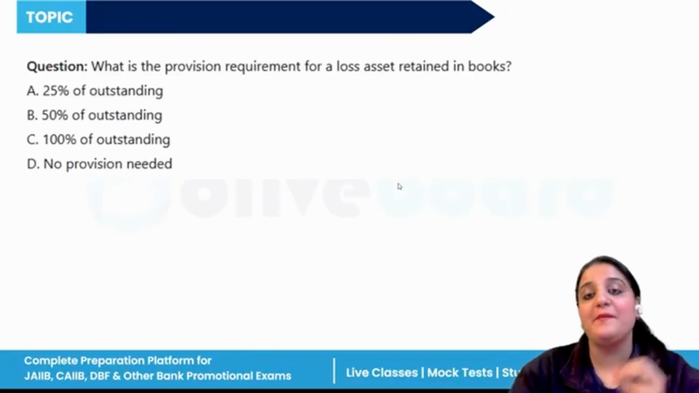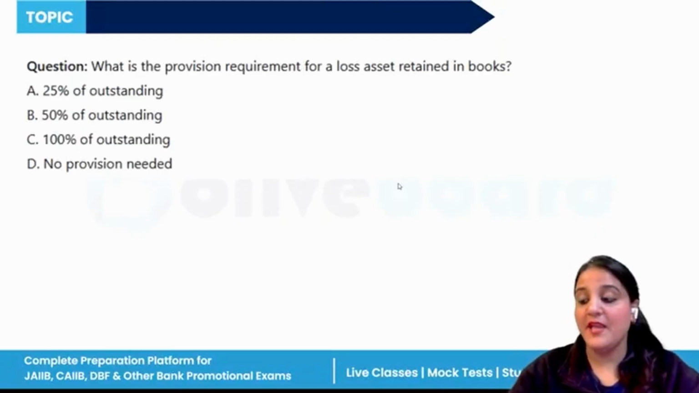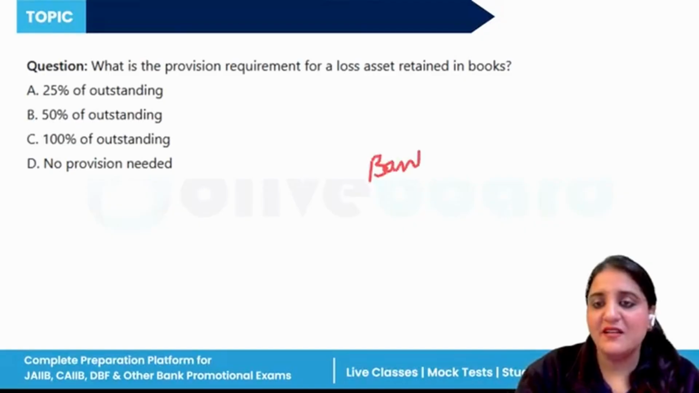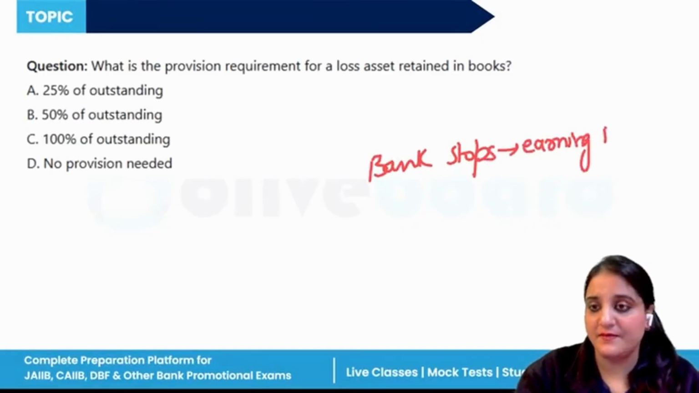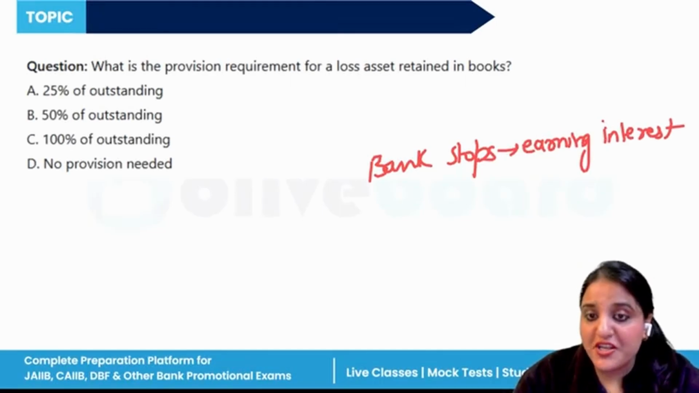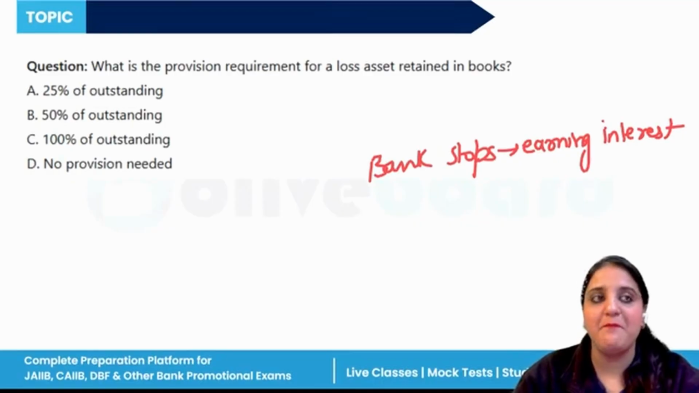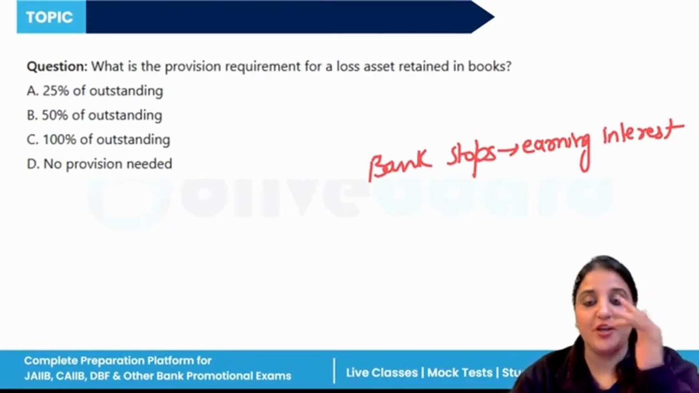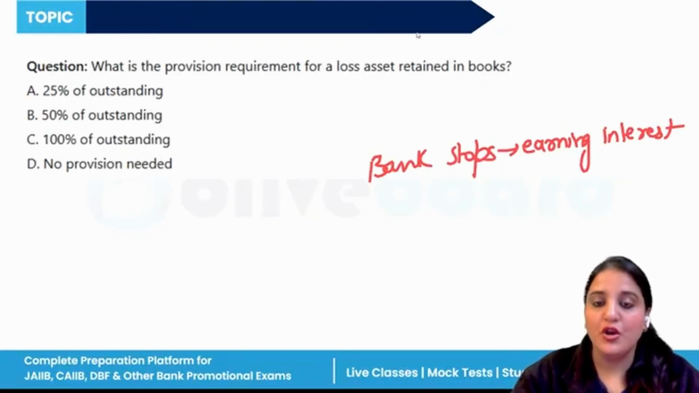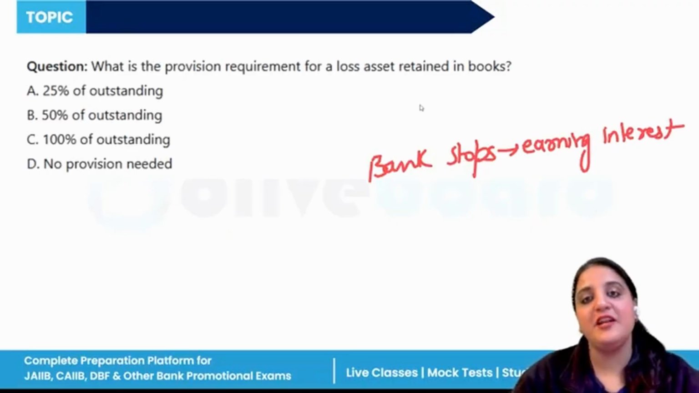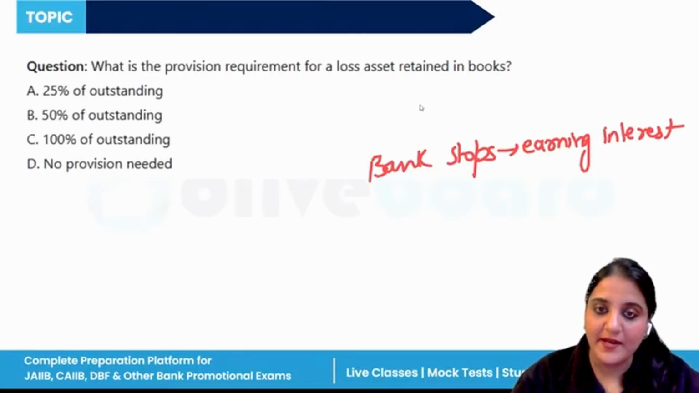NPA affects the bank's profitability. Interest income loss means the bank stops earning the interest, right? Provision requirement: the bank has to obviously keep money aside, and that depends on the NPA category and security value. So loss assets should be written off if retained. 100% provision of the outstanding is required.